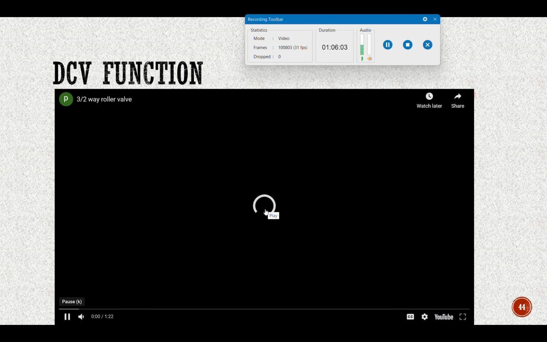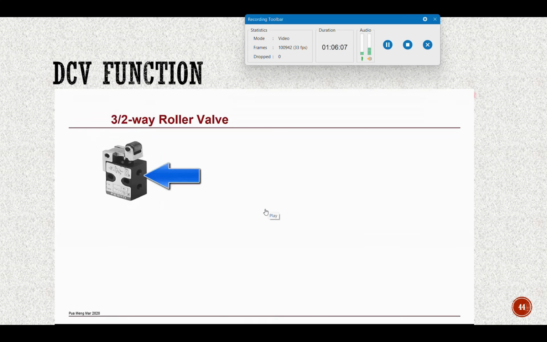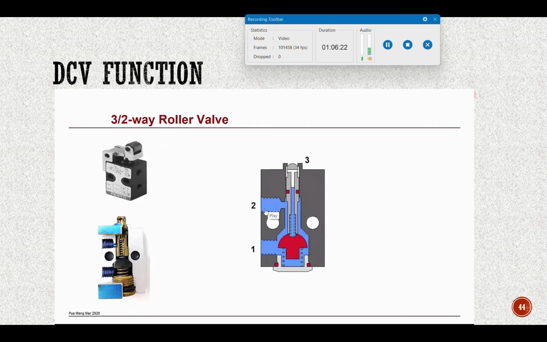Let's see a different roller valve. This is a 3-2 roller valve. It has a valve body, a roller lever, and an internal moving part. This is the cross-sectional view of the 3-2-way roller valve, without the roller lever. Only the moving part and valve body are shown. Let's now see the animated view of the valve in action. The detailed explanation of each valve position will follow.